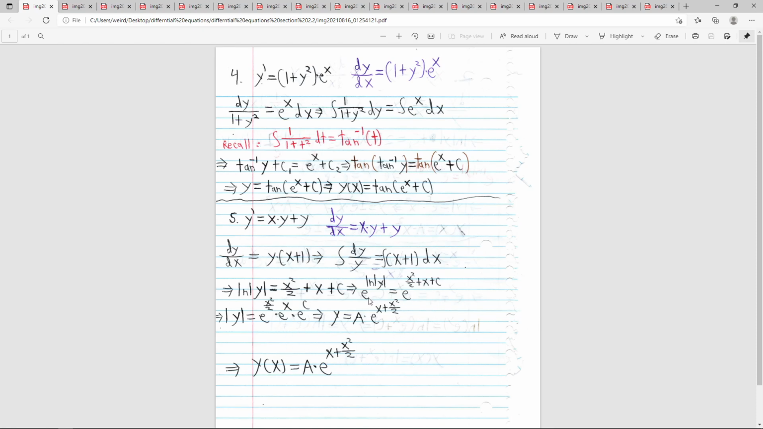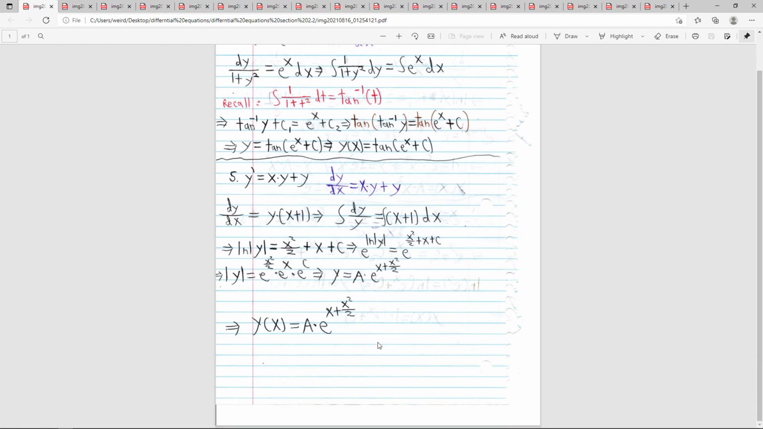Continue on, and it's similar to before where we get a natural log of y. Remember your absolute values, because that's what the integral is, absolute value of y. But other than that, you continue on, you split it up, e to the x squared over 2 times e to the x times e to the c. It's split up like that. And eventually e to the c becomes a constant, so it's y of x equals a times e to the x plus x squared over 2.